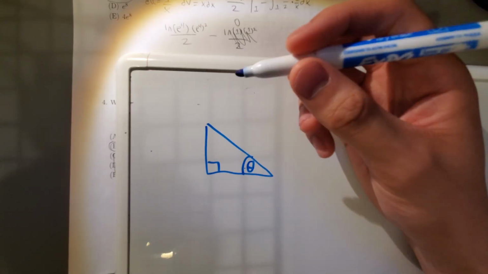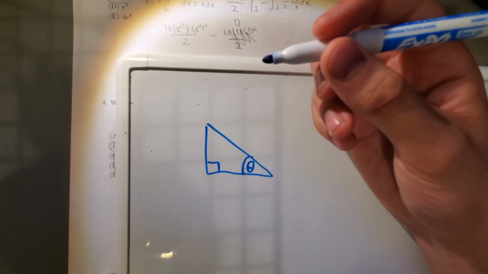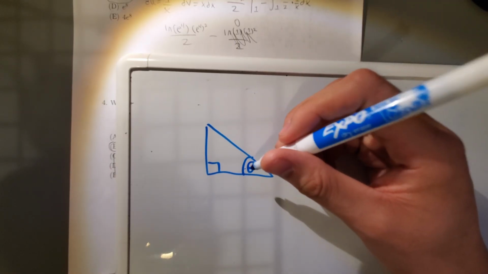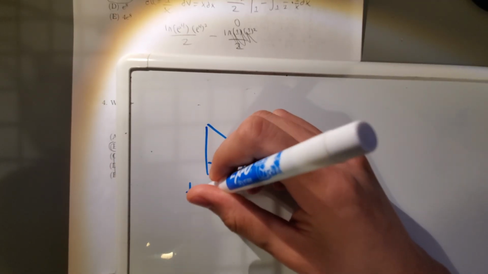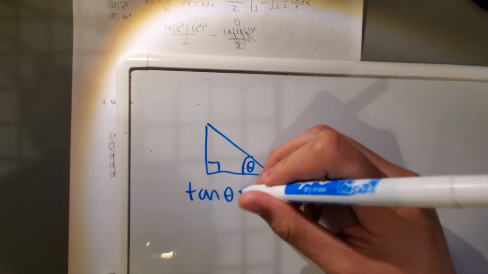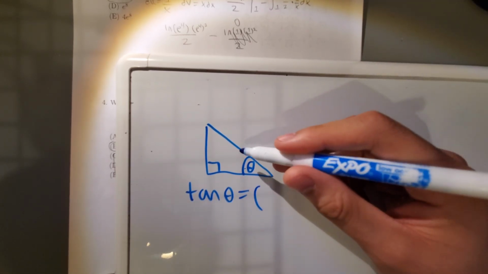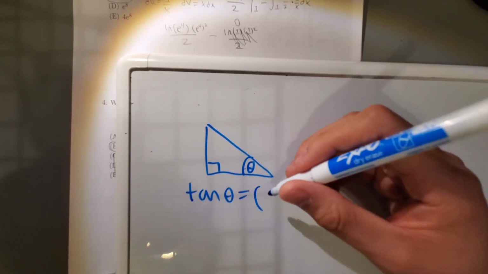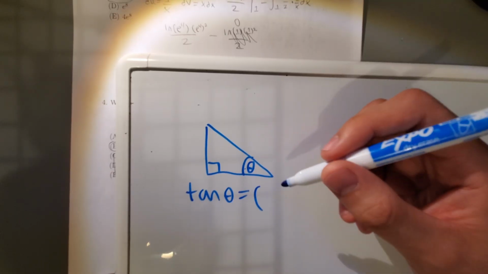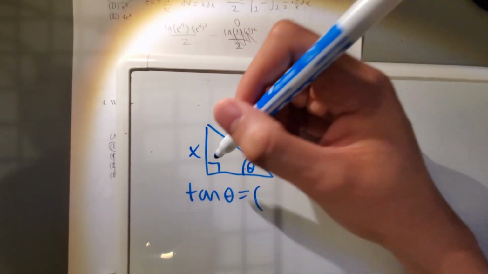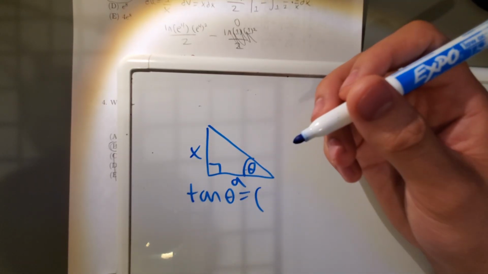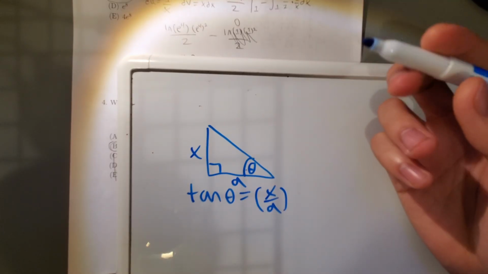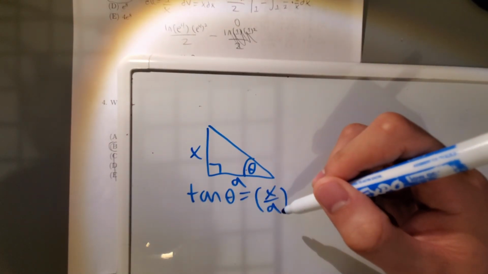So the first thing is you have to think about what tangent actually is. And we know that tangent of theta is the ratio of the side opposite to the angle over the side adjacent. So for this, I will have x, I'll treat that as the opposite side, and a as the adjacent side. And so you end up with x over a. So tangent of theta is equal to x over a.